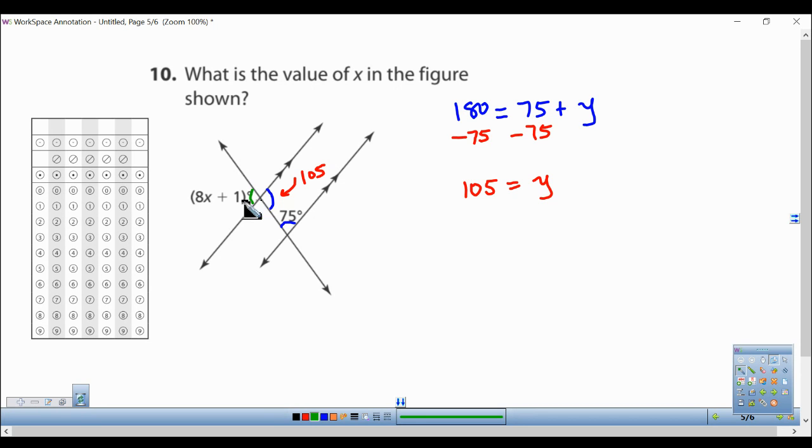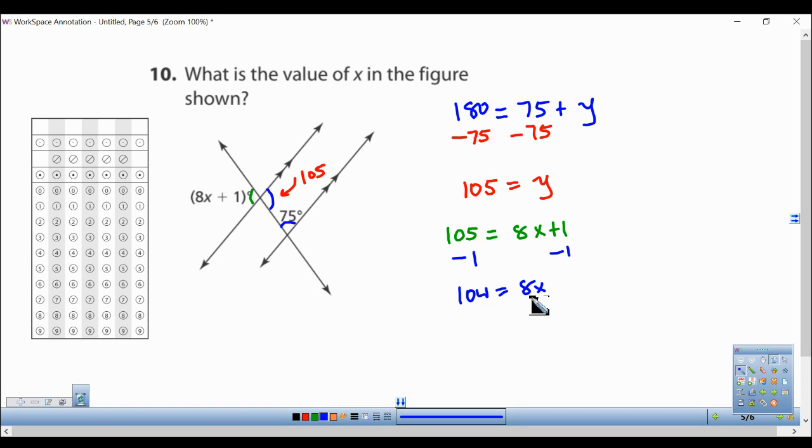Because of the definition of vertical, these two angles are equal to each other, meaning 105 is equal to 8x plus 1. All I have to do is solve for x. How do I get x by itself? First thing I have to do is get rid of the 1, subtract 1 on this side, subtract 1 on this side, and 105 minus 1 gives me 104 is equal to 8x.